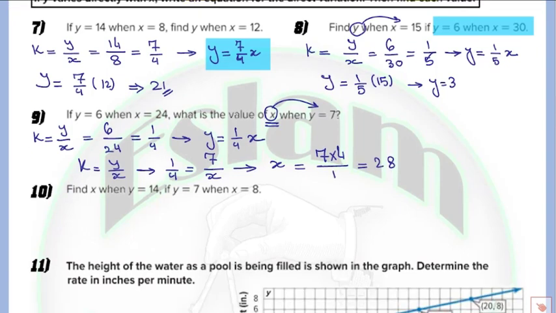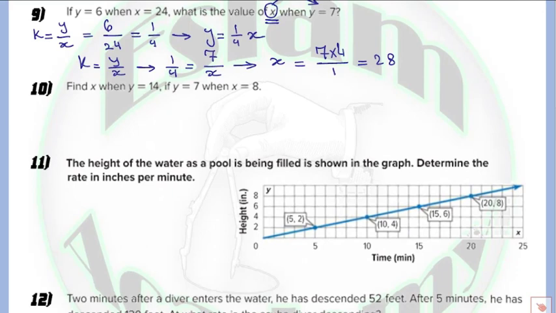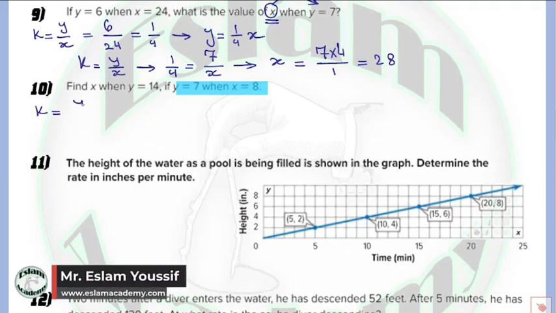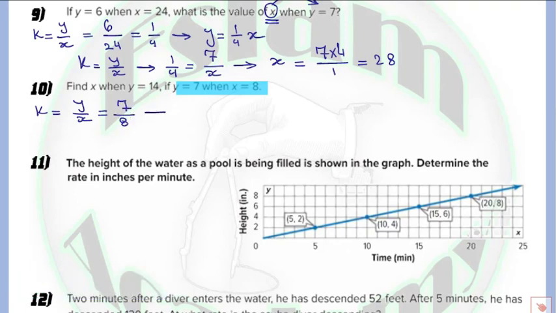You will find the same in question number 10. We need to find the value of x when y equals 14, if y equals 7 and x equals 8. Number 1, we need to write the equation. We can write the equation from y equal to 7 when x equals 8. So all we have to do is find k. k equals y over x. k now is equal to 7 over 8. From that we can write the equation, then y equals 7 over 8 x.